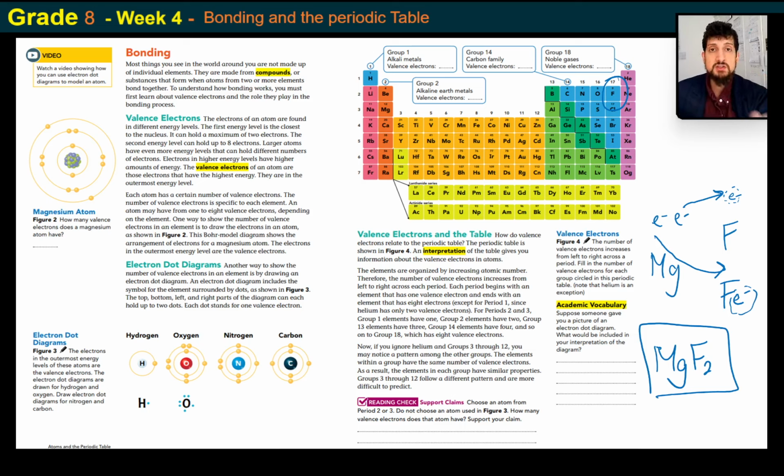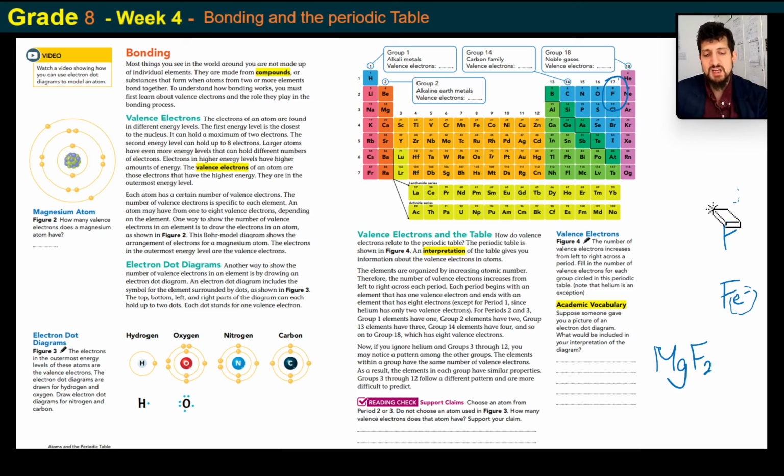Magnesium gives 2 electrons. Fluorine is happy to take the electrons. But fluorine just wants 1, so it needs 2 fluorines. Okay, let's do another example real quick. We're going to visit this in the next video, so I'm not going to spend too much time on it, but I'm just going to do another example.